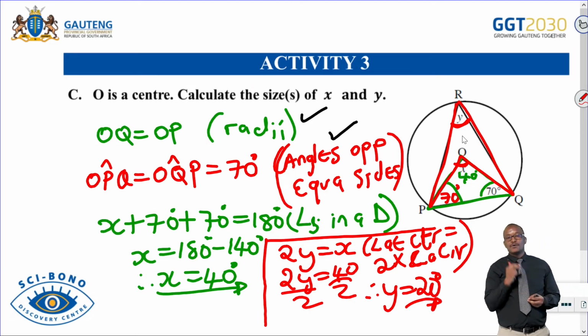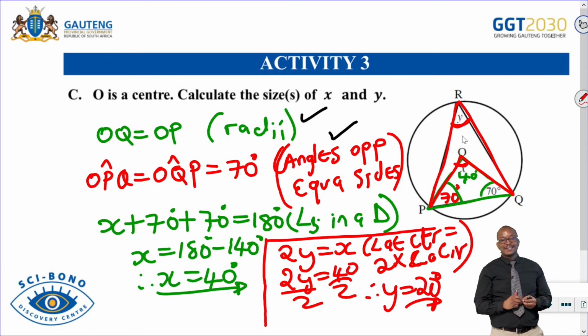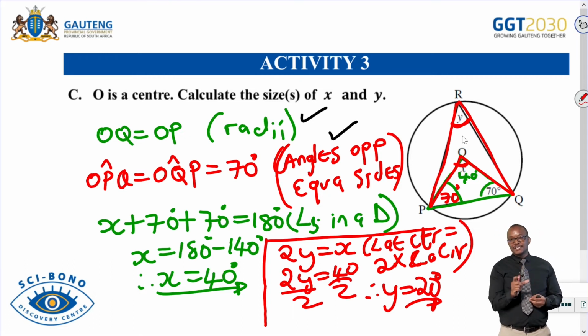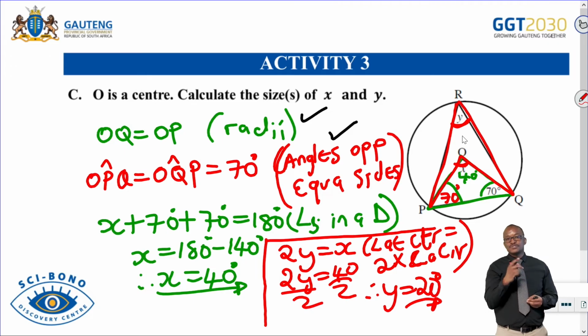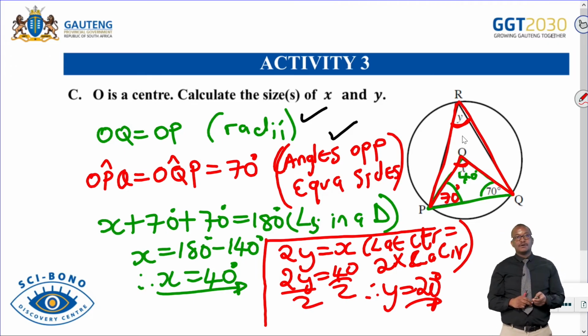So, this is how we calculate the sizes of x and y, following the statement together with reasons. For each and every statement that you put there, you must give a reason for it, so that it makes sense when we answer this type of question. So you can see that for this type of question, there are certain applications that need to be performed before we can get to our answers. So always you need to analyze your diagrams. Okay?